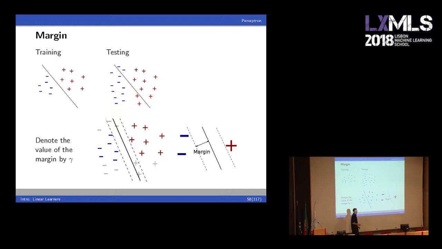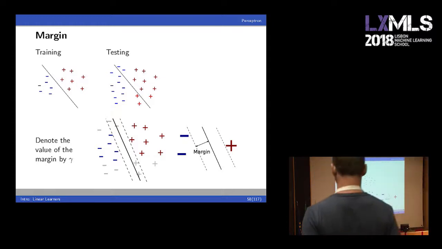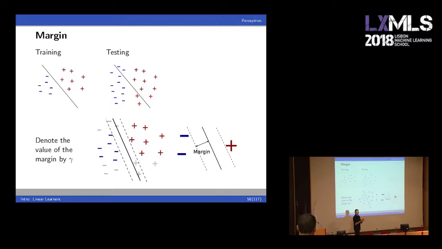So the idea of the margin is that if you have a large margin on your training data, then you will do well on unseen data, because you have a lot of wiggle room to adjust your prediction on unseen data. If you have a very small margin, then it means that you have been running after the examples in your training set too closely.